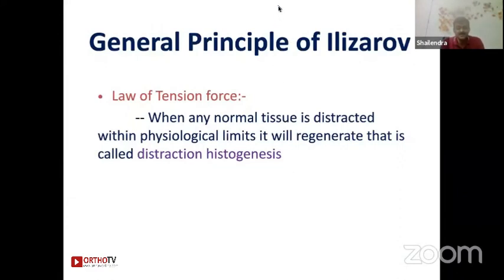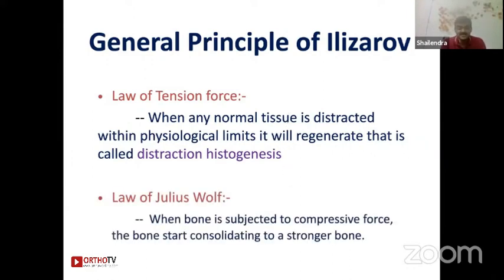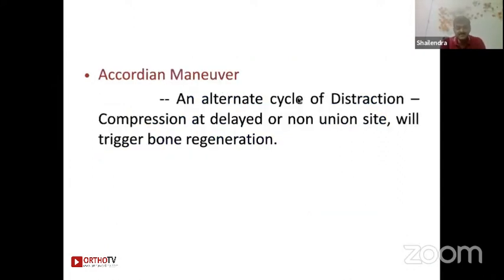So what are the basic principles of Ilizarov distraction osteogenesis? The law of Julius Wolff: when any bone is subjected to compressive force, it starts consolidating to a stronger bone. Another principle is the accordion maneuver. An alternate cycle of distraction and compression at a delayed or non-union site will trigger bone regeneration. These are the three principles of Ilizarov.